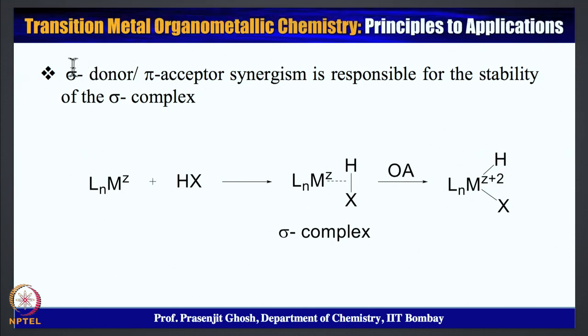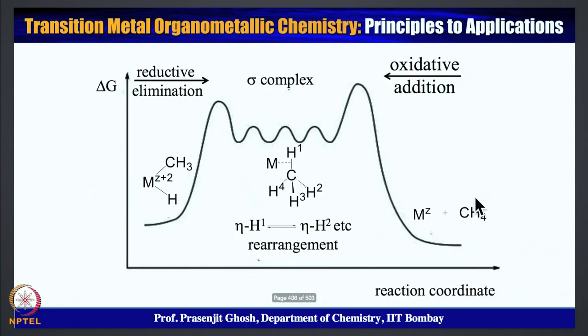There is also a sigma donor pi acceptor synergism responsible for the stability of the sigma complex, and this sigma complex is followed by oxidative addition, where the coordination number as well as the oxidation state of the metal increases by 2. We have seen that.